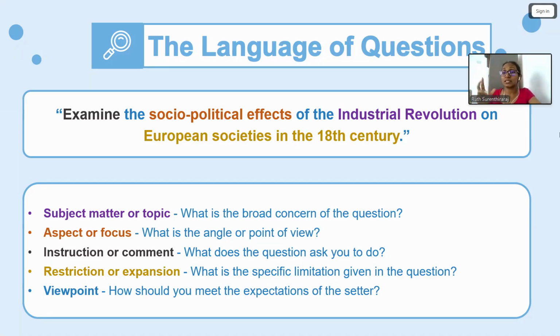Then you look at what is the instruction or the comment, right? What is the verb that comes at the beginning of the question? We'll look at a couple of different verbs in a little while, but this instruction or comment is also really important, okay? Because it tells you exactly how much you have to explain, what kind of analysis you have to do, what the question is actually asking you to do. So here the word used is examine. Examine requires us to analyze a little bit in detail. Analyze what? Examine what? The socio-political effects of the Industrial Revolution.